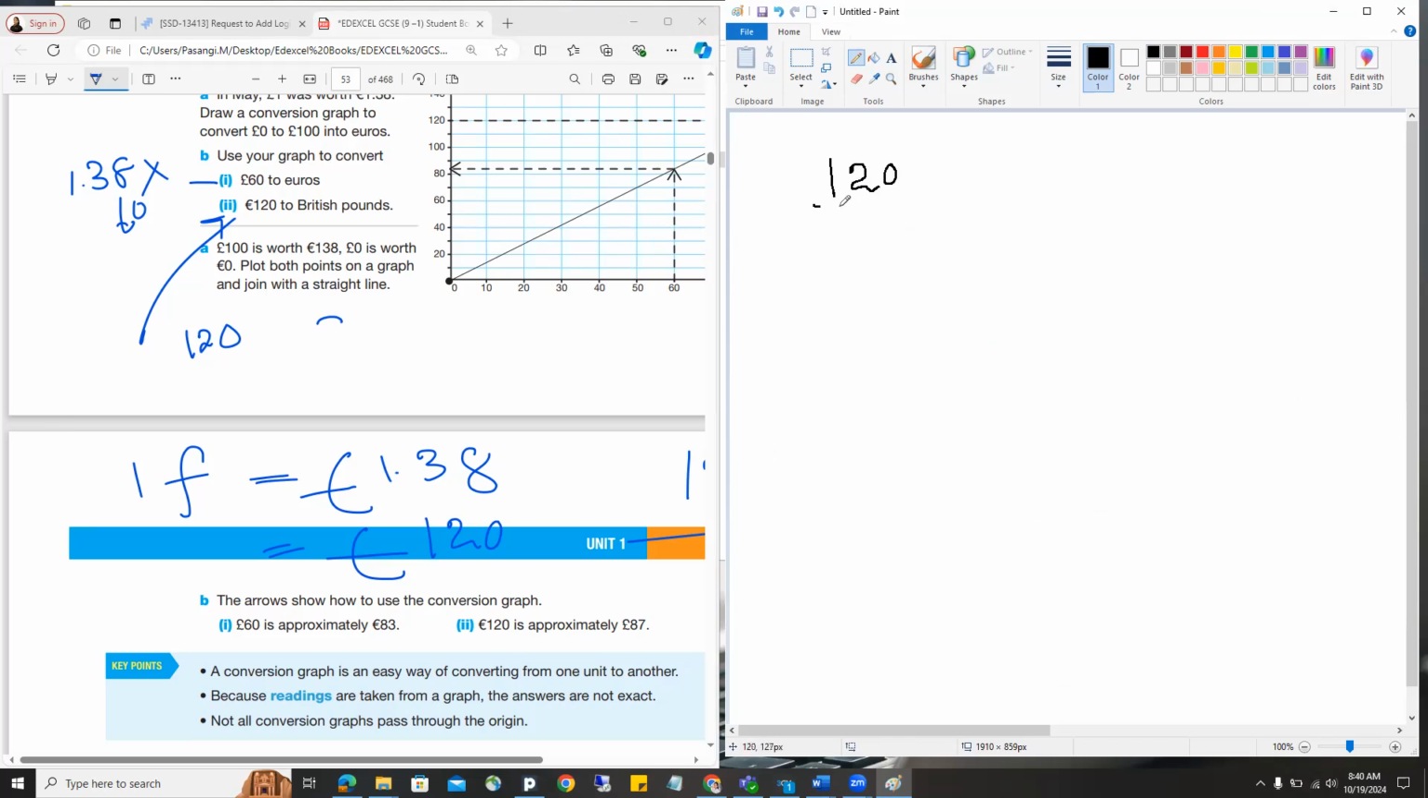120 should be divided by 1.38, right? Yes. Then first we need to remove these two decimal places. We should multiply the denominator by 100. Then we need to multiply the numerator also by 100. Then 12,000 should be divided by 138. Okay? Is it clear up to this point? Yes, ma'am.